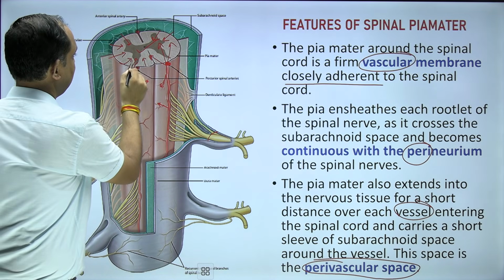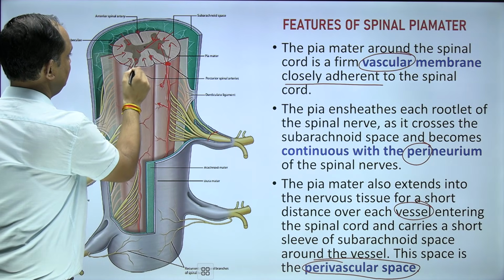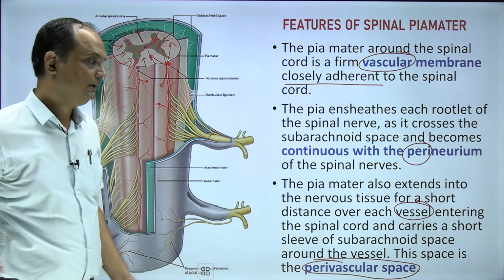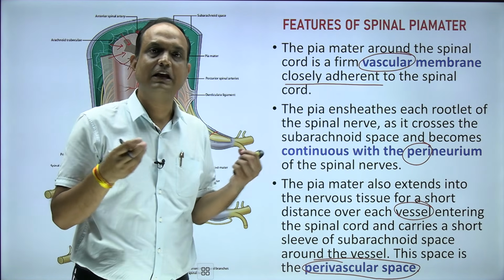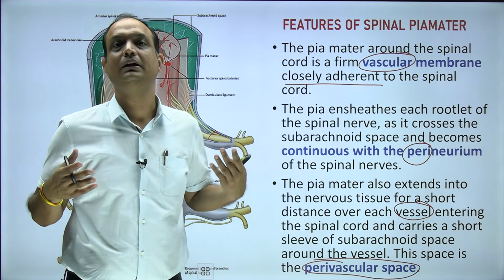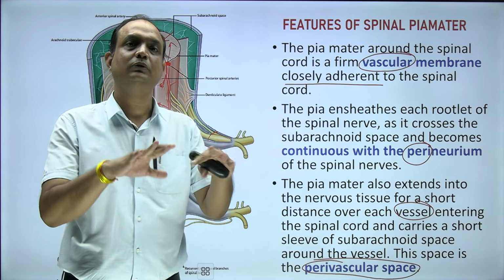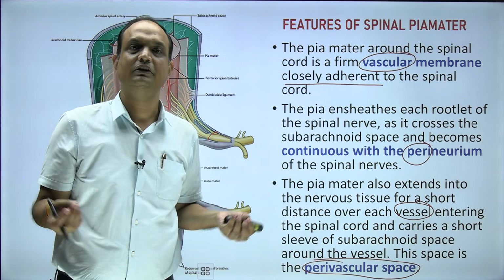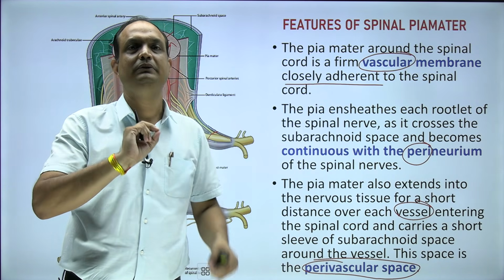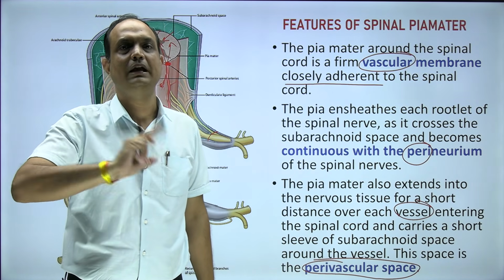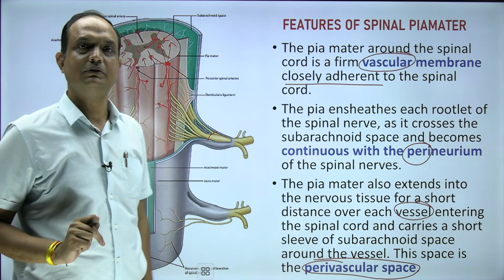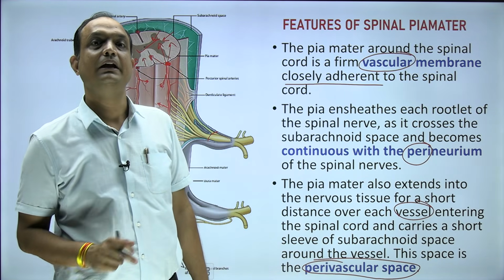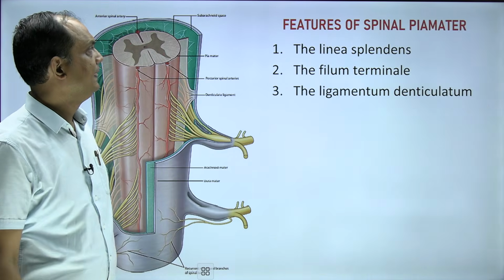So these spaces around the blood vessels are present there because they have small extensions of the pia mater along with them, and because outside the pia mater you have the subarachnoid space, that subarachnoid space also shows very short extensions inside the nervous tissue, and that is known as perivascular space.